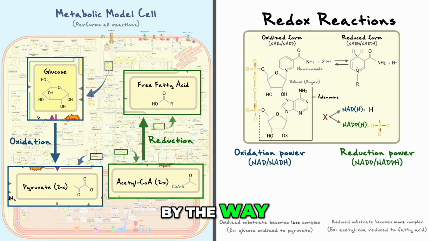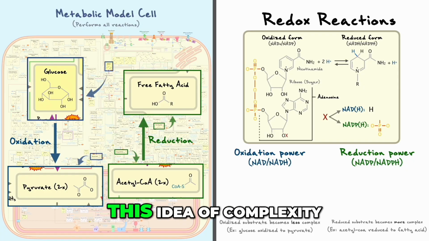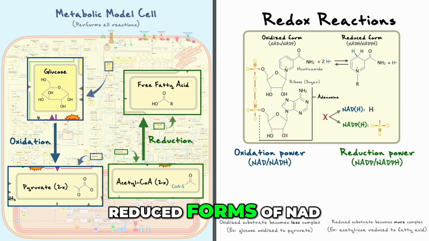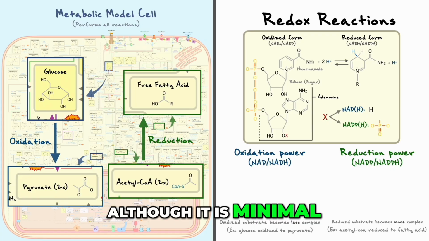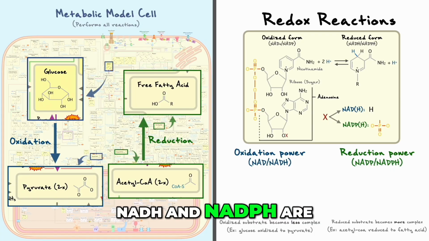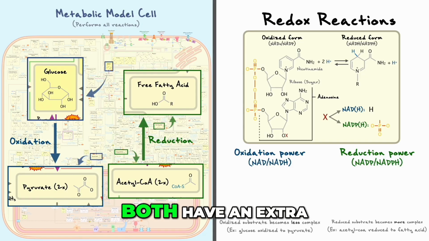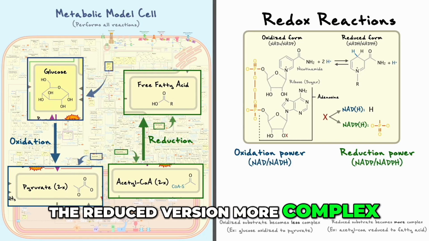By the way, given the space constraint of the map, the R in the fatty acid is a shorthand for all the long bonds. This idea of complexity can even be seen in the oxidized and reduced forms of NAD and NADP. Indeed, although it is minimal, NADH and NADPH are more complex than NAD and NADP because they both have an extra hydrogen and thus make the reduced version more complex.